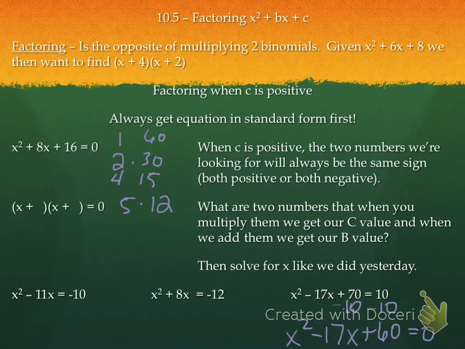The tricky part here is, when I put my parentheses here, I know that I want 5 and 12. The trick is getting the right signs. Since this is a negative 17, not a positive 17, I want to make these both subtraction signs. Because negative 5 plus negative 12 gives me negative 17, and also negative 5 times negative 12 gives me positive 60.